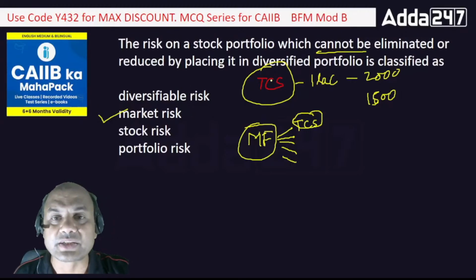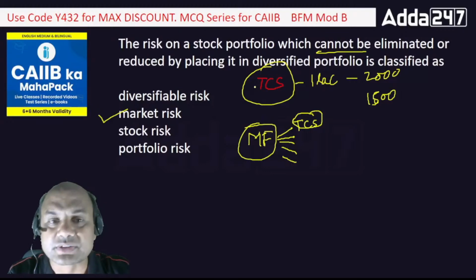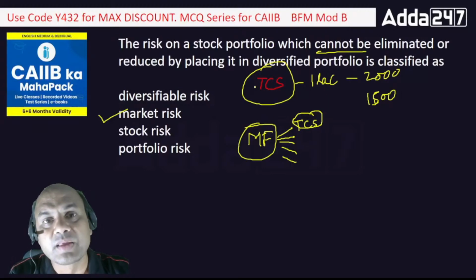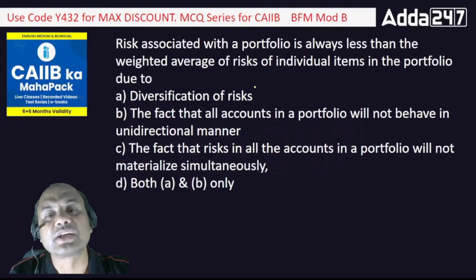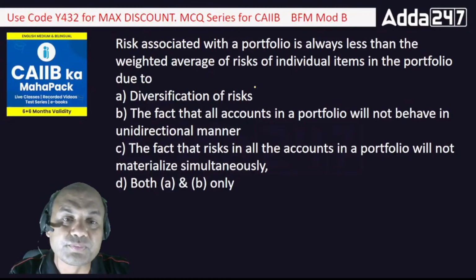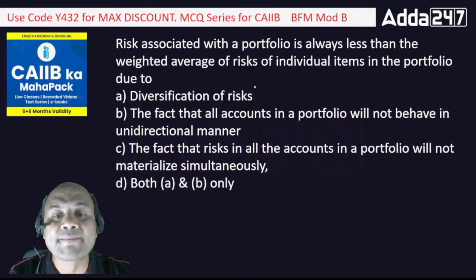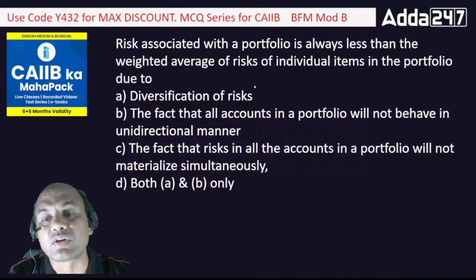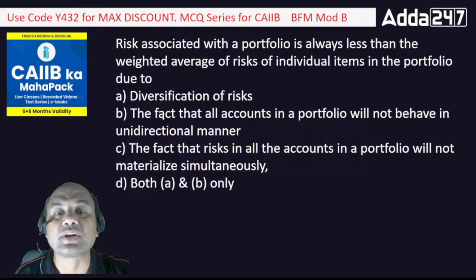You invest in mutual funds, shares, gold, or any other bonds, right? Market risk cannot be eliminated. What is market risk? Market risk is the risk which comes from external events, which is not in your hands. Next question: the risk associated with a portfolio is always less than the weighted average risk of the individual items in the portfolio. This is due to what? Diversification of risk, the fact that all accounts in the portfolio will not behave in a unidirectional manner, the fact that all the risks in all the accounts will not materialize simultaneously, or both A and B.